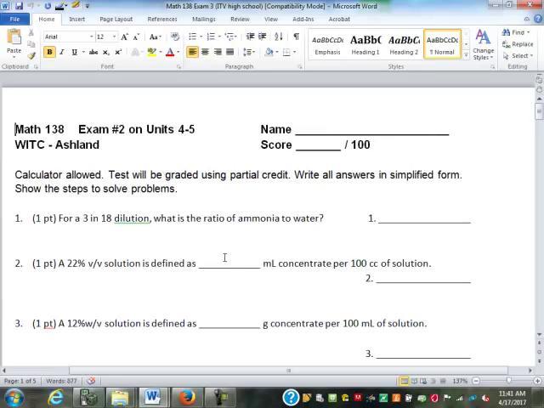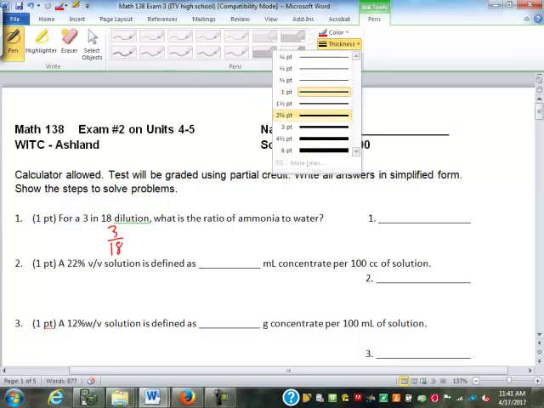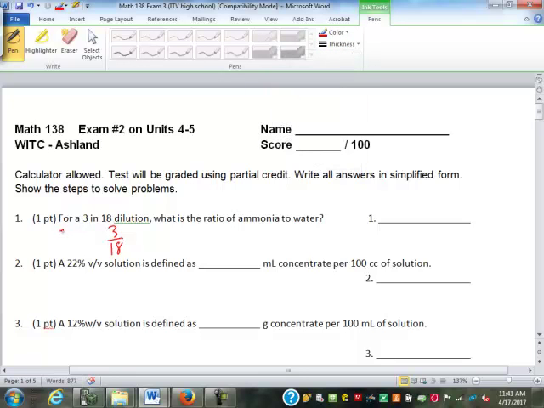So the first couple of questions here are just your understanding of dilutions and solutions. So I've got, for a 3:18 dilution, what is the ratio of ammonia to water? So remember 3:18, the top is the serum, parts serum, and the bottom is total parts. So if I wanted to do just serum to water, it would be 3 to 18 minus 3, which would be 15. So you could either have 3 to 15 or you could reduce that to a 1 to 5 ratio.